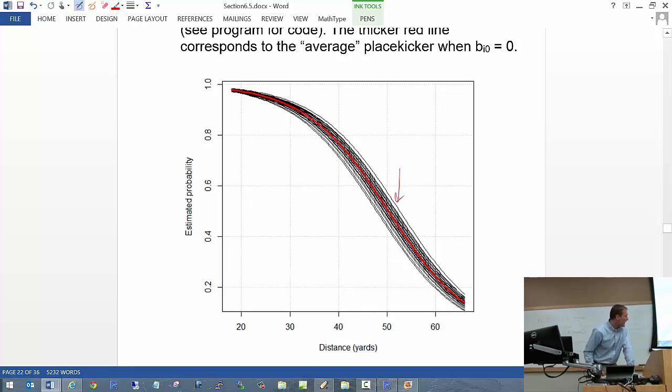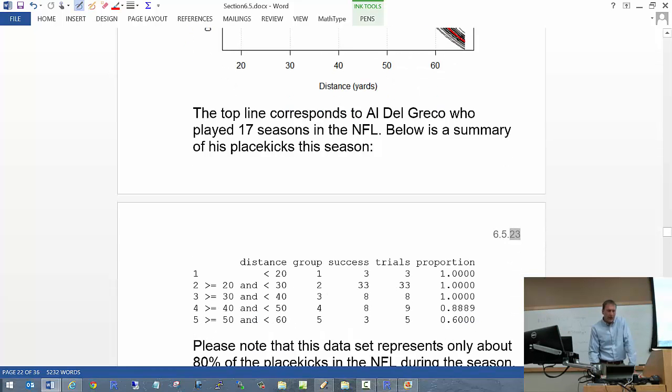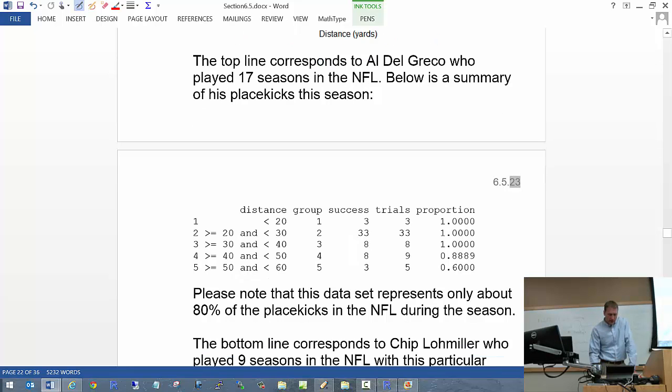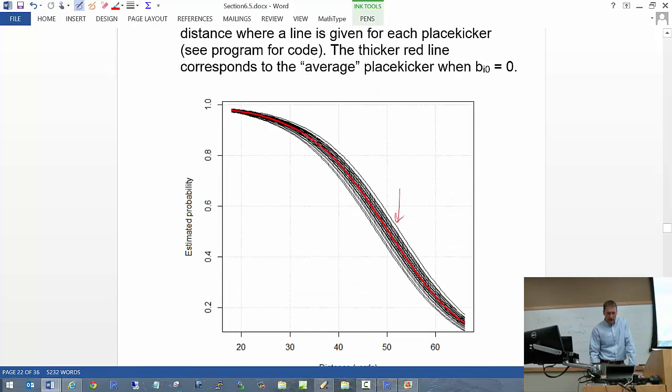The top line there that's separated from the rest corresponds to Al Del Greco, who was a very famous place kicker who played in the NFL for 17 seasons. And this was one of his best seasons overall. And through some code that you can see that I use in my program, I'm not going to go through the details of the code, you can see that in the end, he missed just 3 place kicks in our data set here, and they were quite long. So he's doing overall really, really good. That's why we see Al Del Greco as that top line.